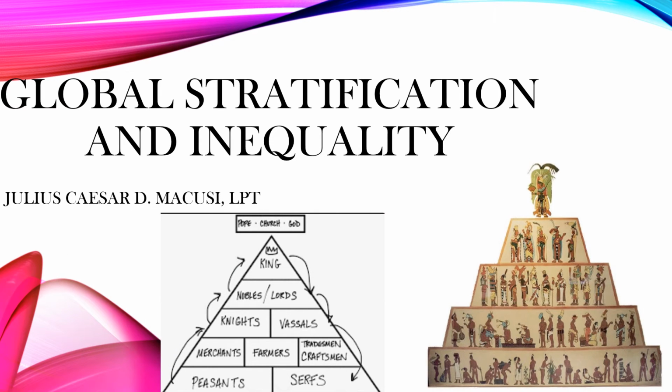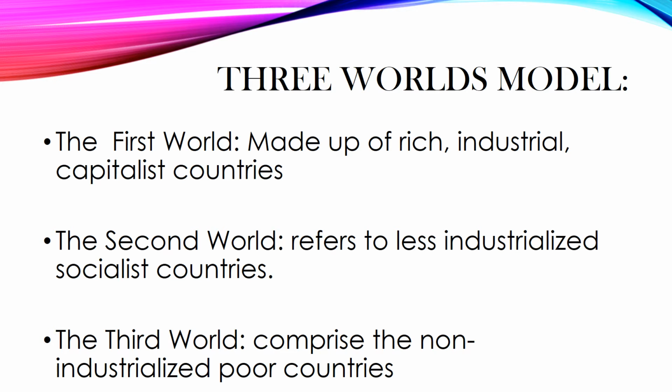Global stratification and inequality involve not just people within a single country. It is also a worldwide pattern, with some nations far more economically productive than others. In our textbooks, we have what we call the three worlds model. The first world is made up of rich, industrial, capitalist countries. The second world refers to less industrialized socialist countries, while the third world comprised the non-industrialized poor countries.